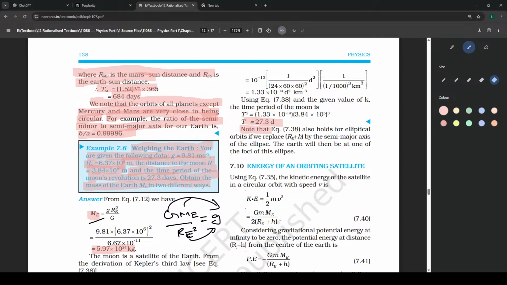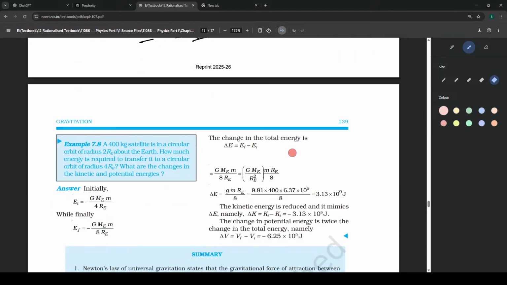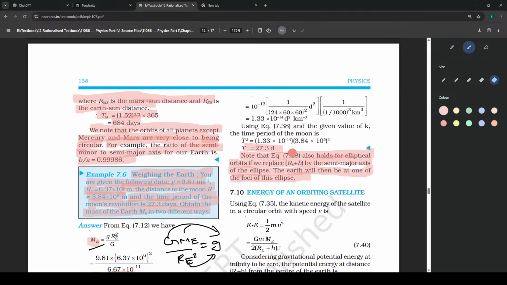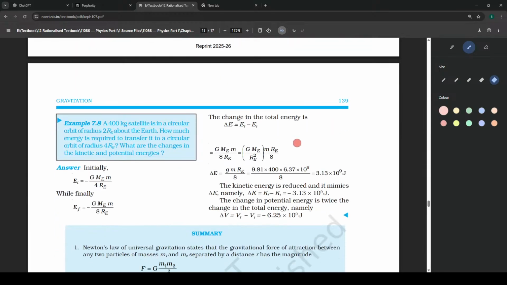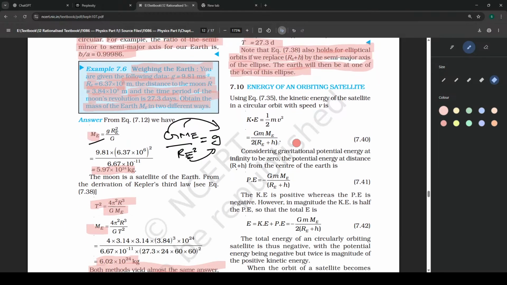Note that equation 7.38 also holds for elliptical orbits, if we replace RE plus h by the semi-major axis of the ellipse, with the Earth then being at one of the foci of the ellipse. Now, after some solving, let's go to the last topic, that is the energy of a satellite, and then the summary. Let's do it.